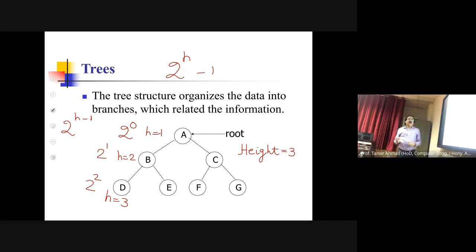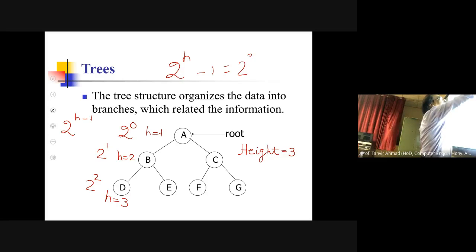Now here the height is 3, therefore it will be nothing but 2 to the power of 3 minus 1, which will give you 7. And there are 7 nodes.